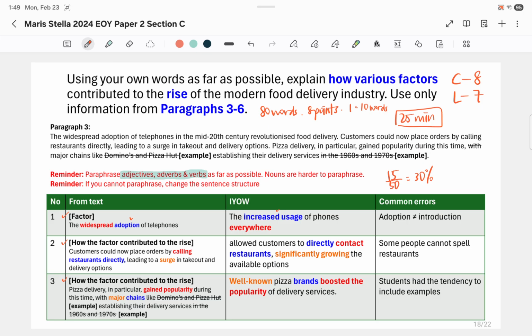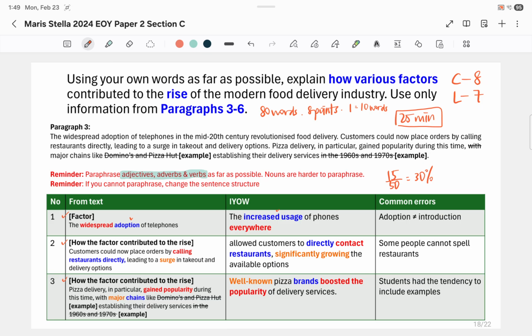Looking at this here, we want to highlight certain factors. I think it's quite easy to pick up the factors, but it may be a bit challenging to be succinct about it. So the first point, the common mistake is that many students think that adoption means introduction. But if you adopt a practice, you adopt a habit, it means you use that habit, you have the habit.